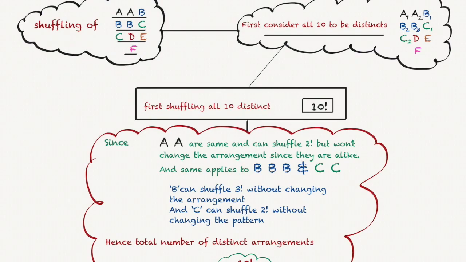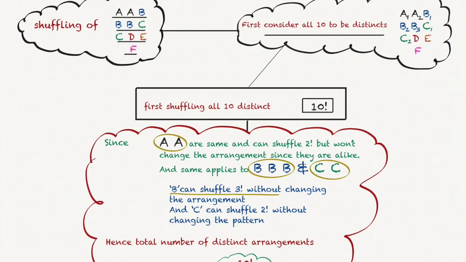Now, whatever arrangement we get will be counted in 10 factorial, but there would be some overcounting, because no matter what arrangement, if we do the intershuffling of A1 with A2, the pattern won't change. So that could be done in 2 factorial ways. The same with B1, B2, B3, this can be done in 3 factorial ways and the pattern won't be affected. And this can be done with C1 and C2, again with 2 factorial.